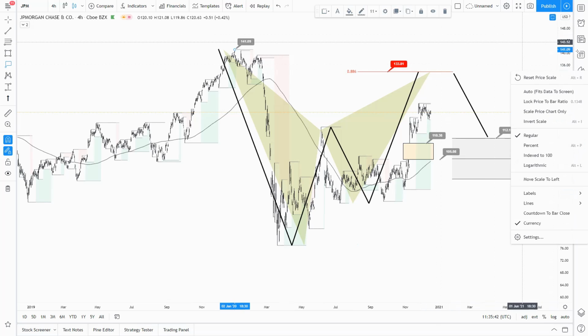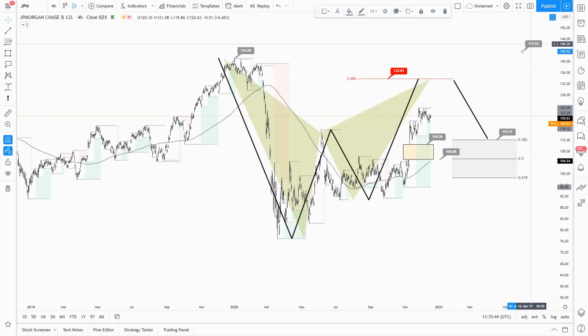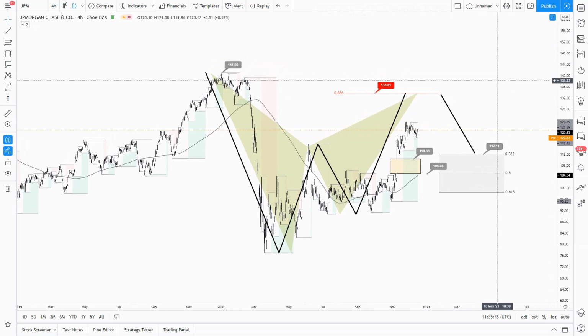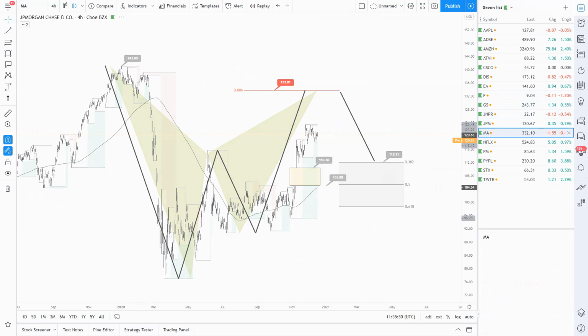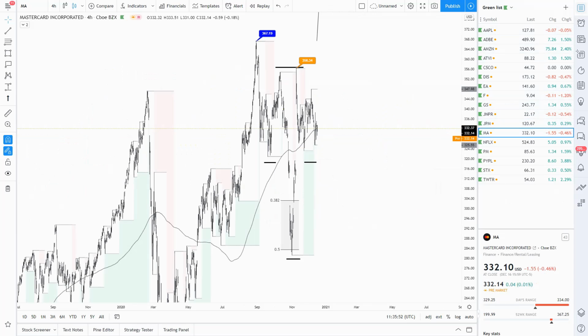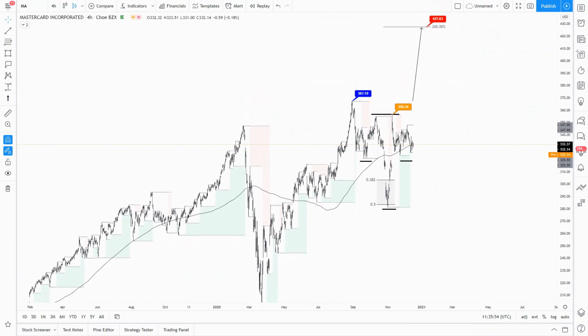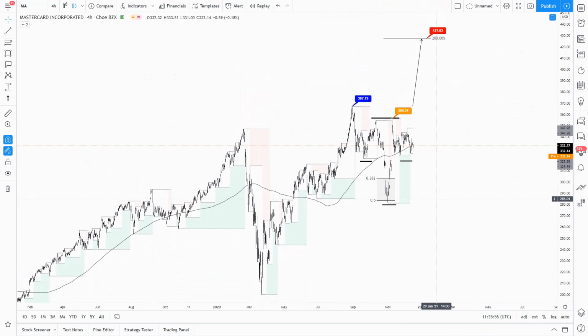141.09 will may trigger more upside momentum for JP Morgan, of course. This is MasterCard, another one that may act as an inverted head and shoulders.